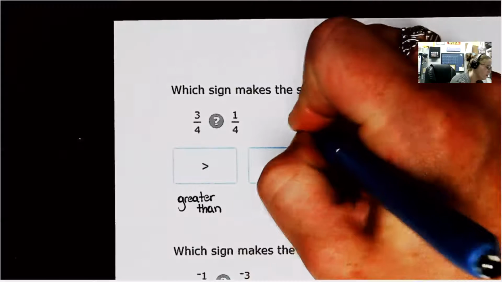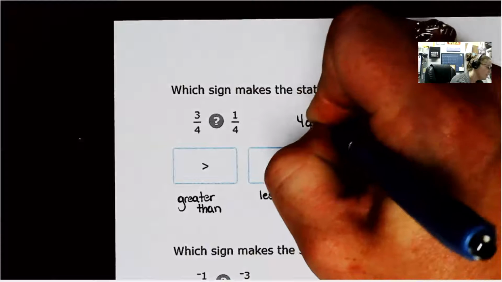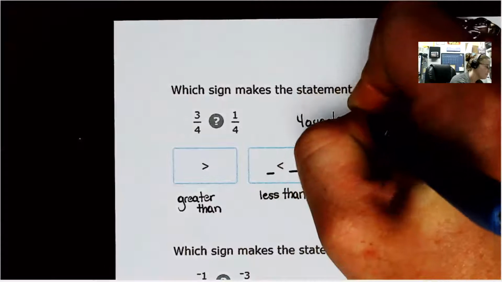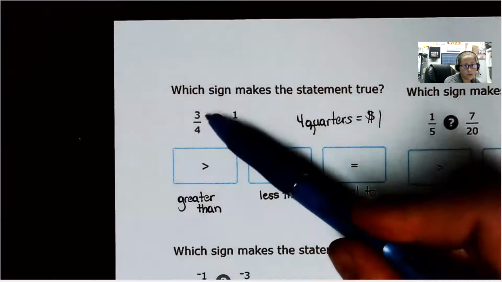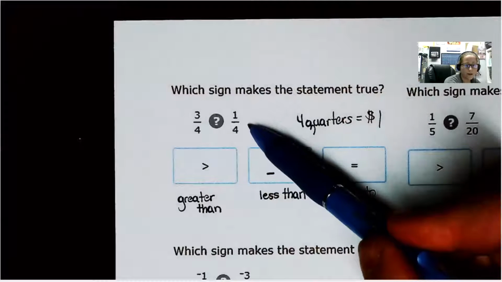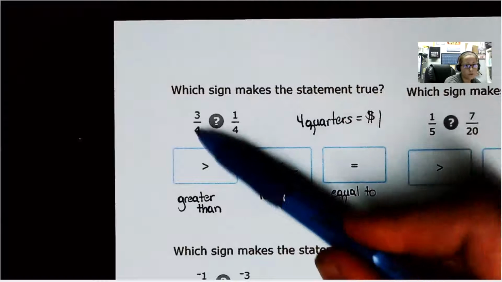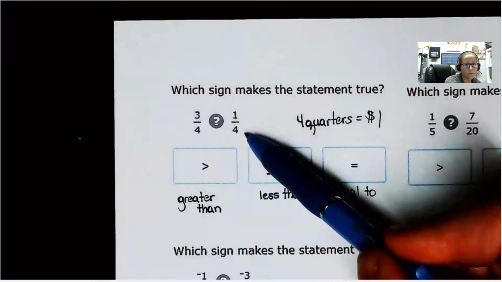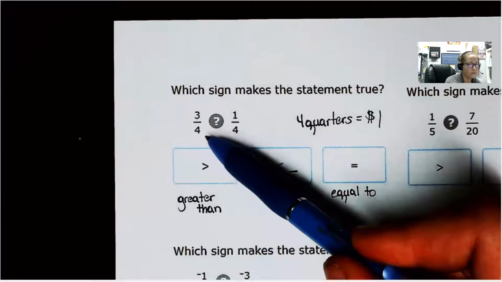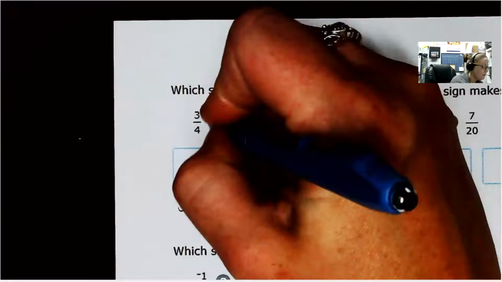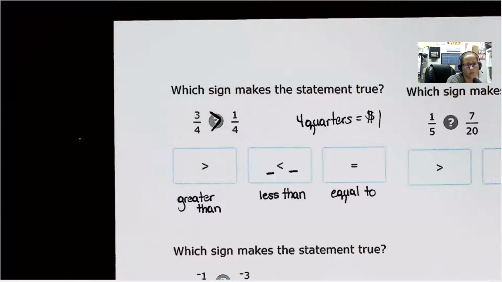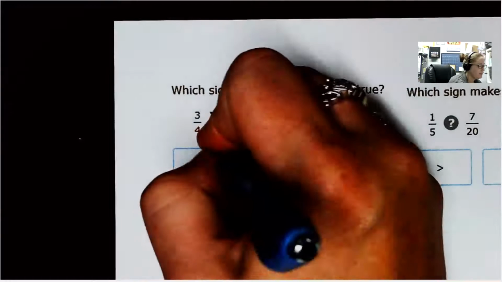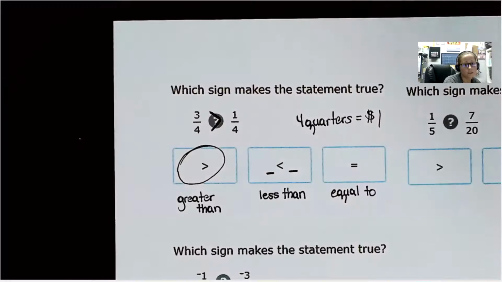4/4 equals $1, right? You're trying to figure out, I have 3/4, my friend has 1/4. Who has more quarters? Is it me with the 3/4 or my friend with the 1/4? We would say that I have the most quarters, so this should be a greater than sign. So this is the correct answer: 3/4 is greater than 1/4.